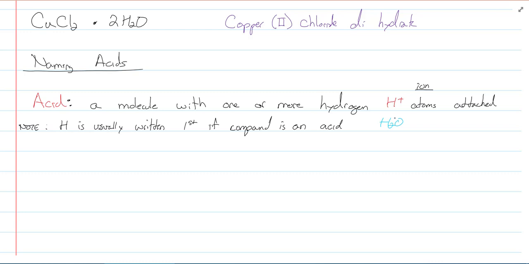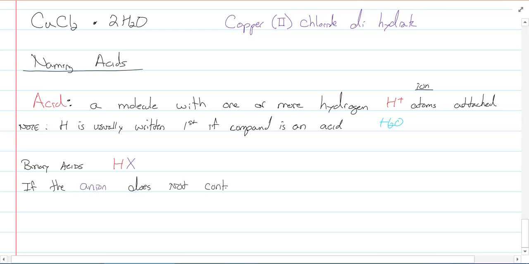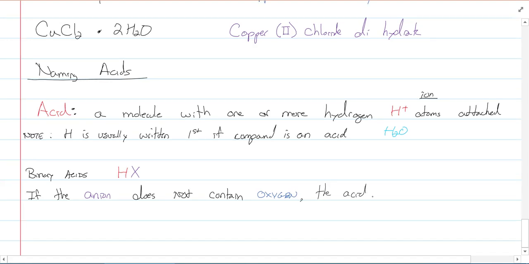All right, there are two types of acids. There are binary acids, which would be HX, H bonded to X. Make it purple. Binary acids. So this means if the anion does not contain oxygen, no oxygen, the acid is named with the prefix hydro and the suffix ic.